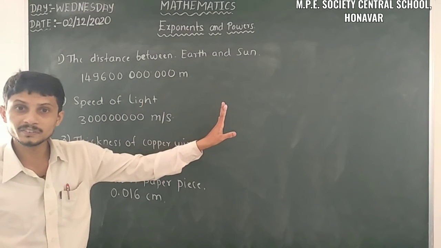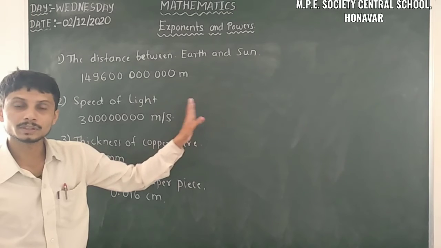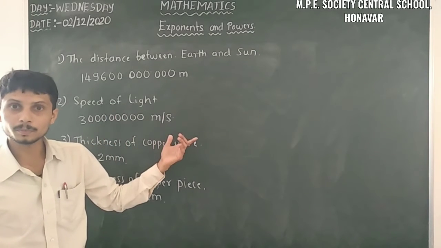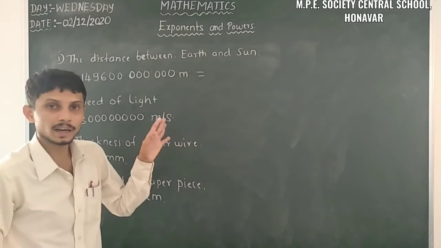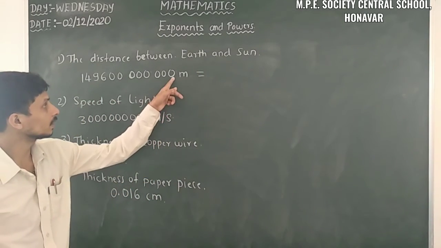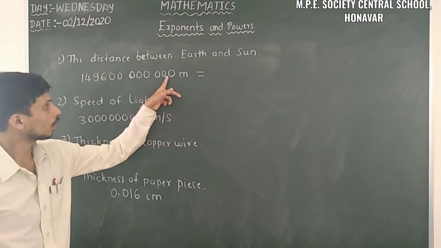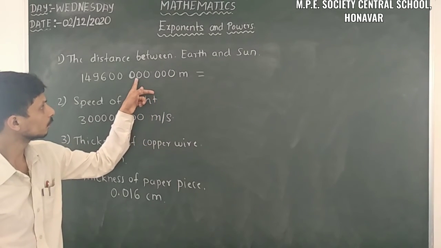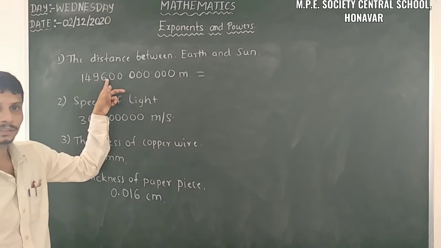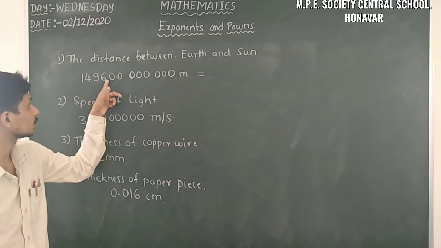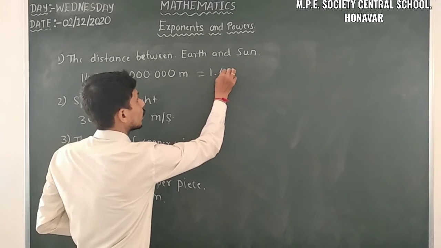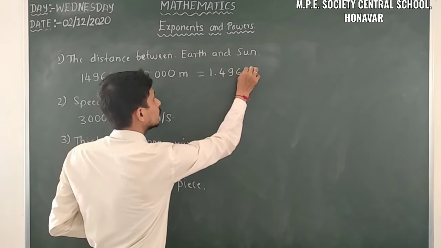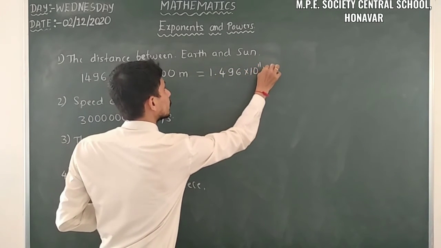146,149,600,000. It is very difficult to pronounce. So we can easily pronounce it with the help of exponents. How to take that one? Already we know that. Here is the decimal point. Observe here, 1, 2, 3, 4, 5, 6, 7, 8. Up to 8, so we can take it as 1 point like this. 8, 9, 10, 11. So that is 1.496 into 10 raised to 11 meter.